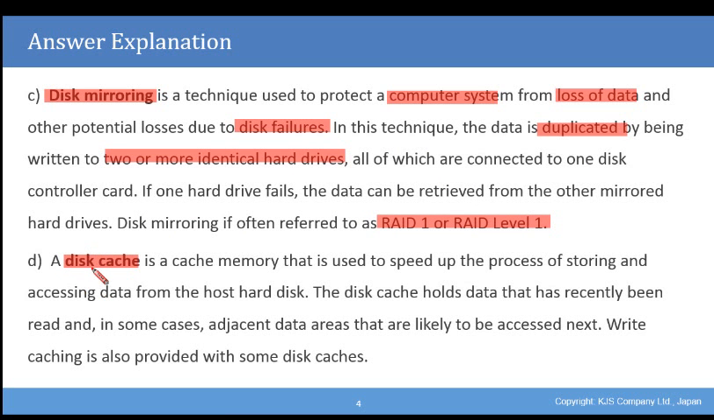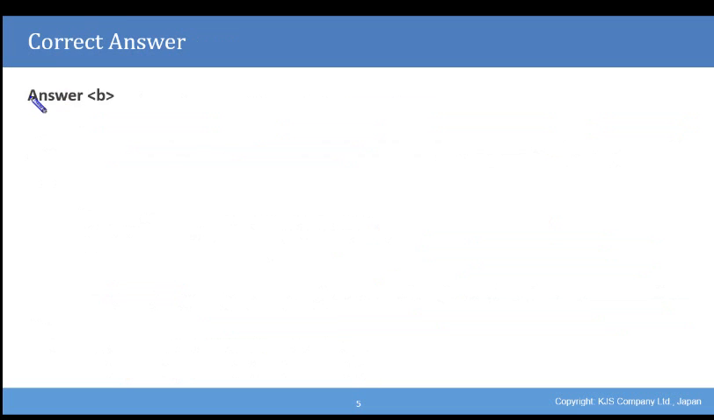D, a disk cache, is a cache memory used to speed up the process of storing and accessing data from the host hard disk. The disk cache holds data that has been recently used or read, and in some cases adjacent data areas that are likely to be accessed next. Write caching is also provided with some disk caches. Finally, we can see that our answer is B.